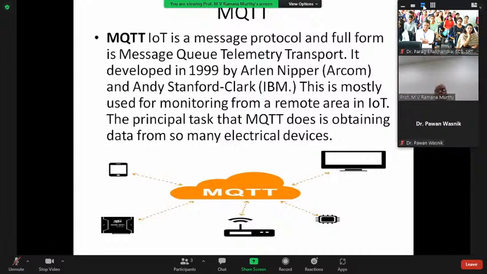This is our requirement also today. When I tell the application, I will be aware of it. The principal task that MQTT does is obtaining data from so many electrical devices and then deploying them for the cause of our requirement. Okay, right. Next step.